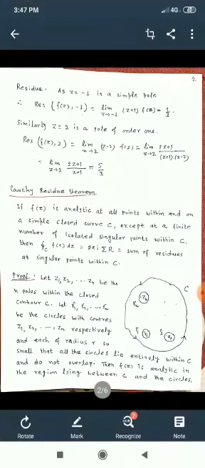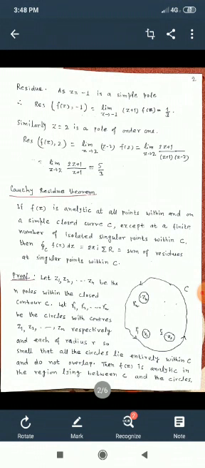This theorem states that if f(z) is analytic at all points within and on a simple closed curve C, except at a finite number of isolated singular points within C, then the closed integral of f(z) dz is equal to 2 pi i times the summation of R. Summation of R means the sum of the residues at the singular points within C.